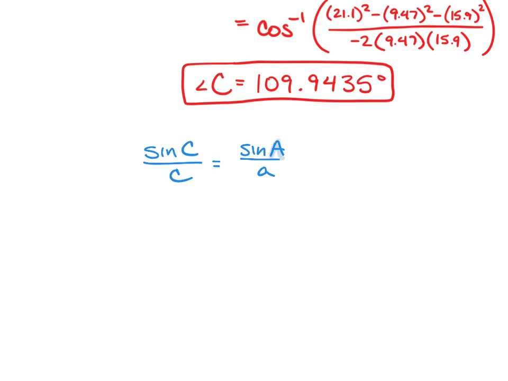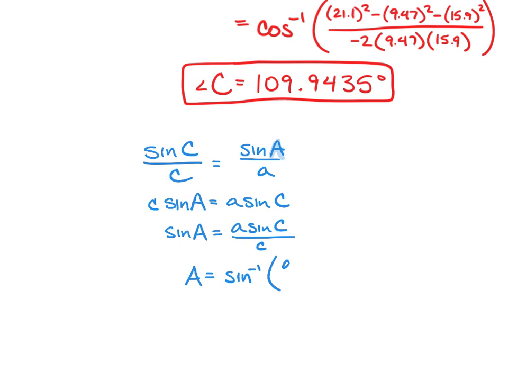Big A, yeah. So we derive this formula for big A. We cross multiply, that's C times the sine of big A equal to A times the sine of big C. Divide by C on both sides, and then take the inverse sine of both sides. Again, because this is not the ambiguous case, side-side-angle, I know all of the sides. There's not going to be two options.